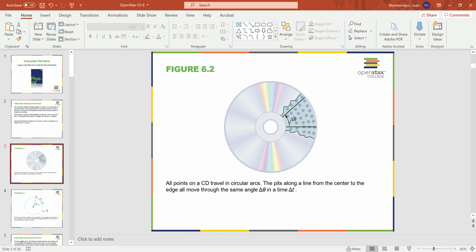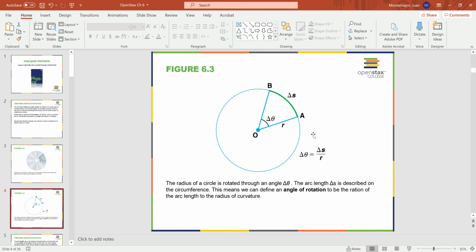For this figure, we have a CD. All points on a CD travel in circular arcs. The pits along the line from the center to the edge all move through the same angle delta theta in a delta t time. Obviously, if we start from point A here, you have to go to point B. You are going to be changing the angle that you're going through, and it's going to take you a certain time to get there. So that means we're also talking about our radius. If we're going all the way to the outer edge, we have to talk about the radius.